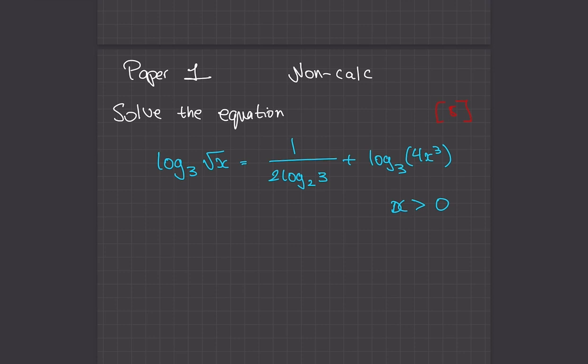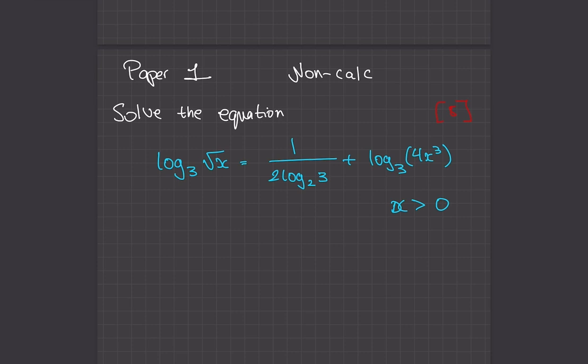Today we're going to be looking at this paper 1 question. It's a non-calculator question, otherwise it'll be very easy. And it's 5 marks. It's a pretty straightforward question in terms of what they're asking, but the actual solving of it, you need to have a good understanding of the log laws. So basically it's asking us to take these logarithms and solve them for x. So how are we going to do that?